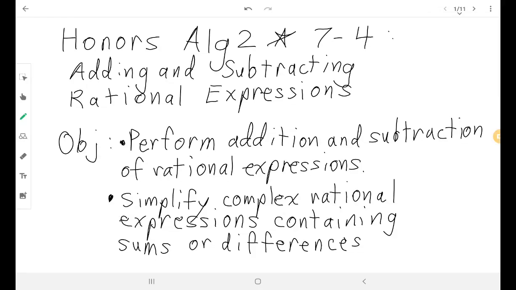All right, so today we're going to talk about the Honors Algebra 2 Edgenuity Section 7.4, which is called Adding and Subtracting Rational Expressions. There are two objectives in this section. The first is to perform addition and subtraction of rational expressions, just like the title says. The second is to simplify complex rational expressions containing sums or differences. So, to add and subtract more complicated rational expressions.